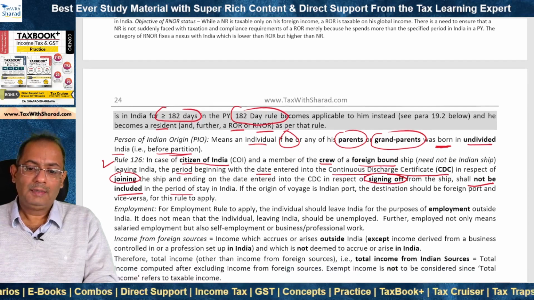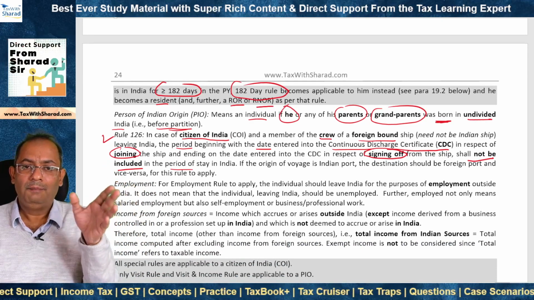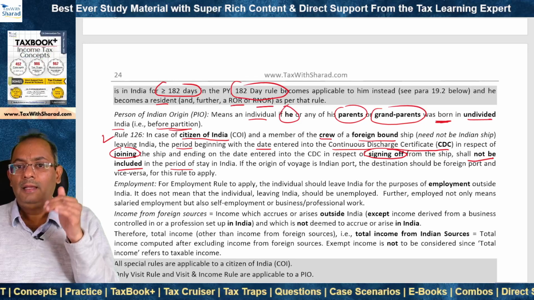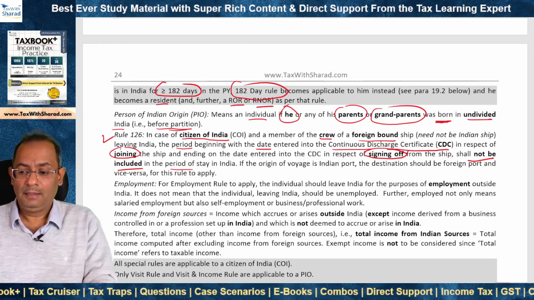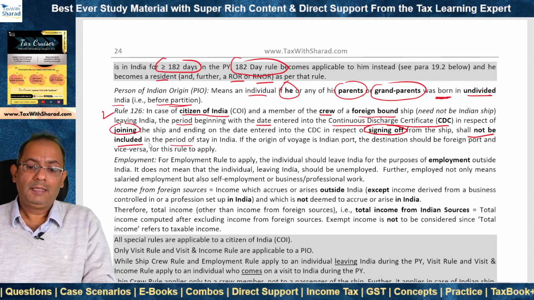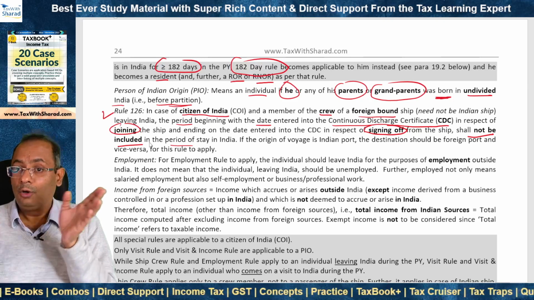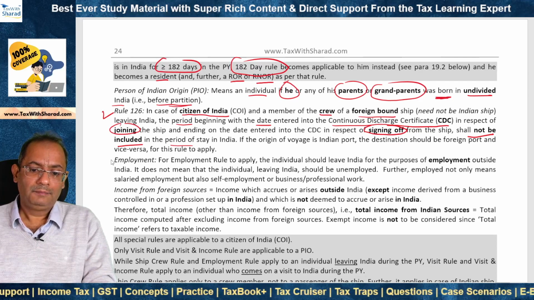If Rule 126 is not applicable, then the general criteria applies, as per which the date of arrival in India and date of departure from India is not excluded, but it is included while determining the period of stay in India. However, if Rule 126 applies, then both these dates are not to be included. So this is the benefit which is provided.